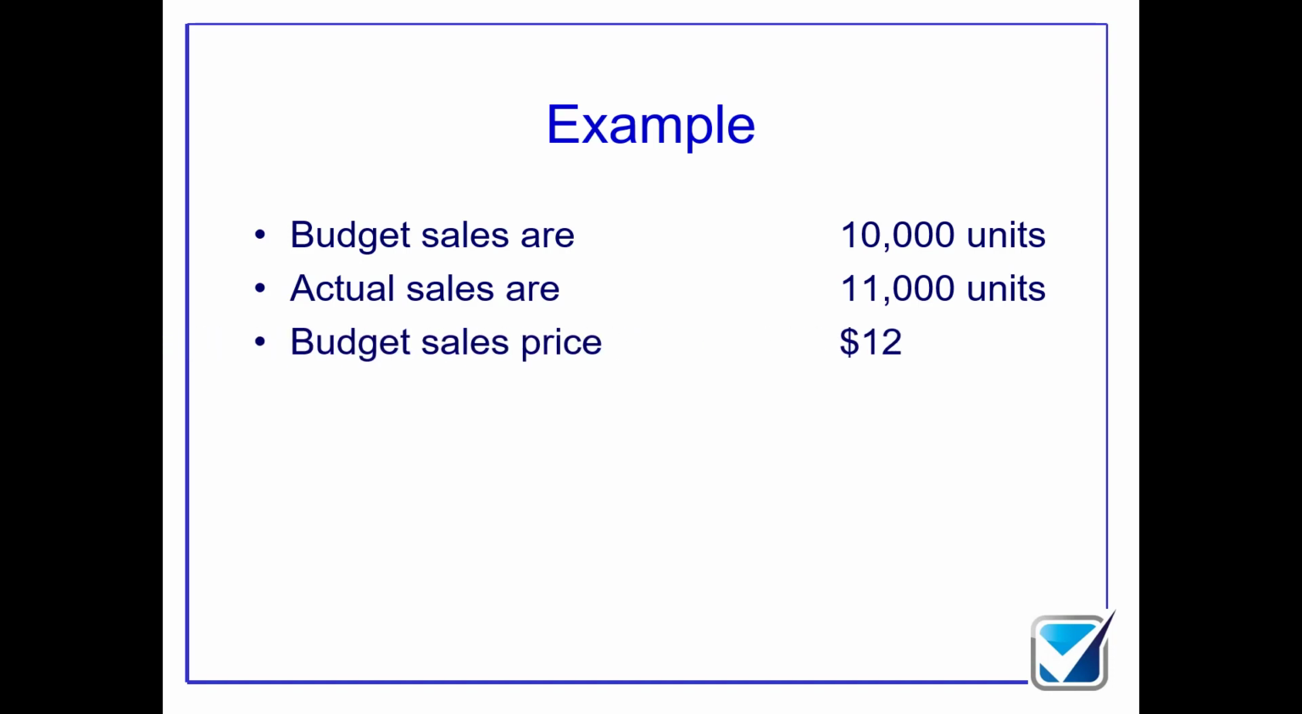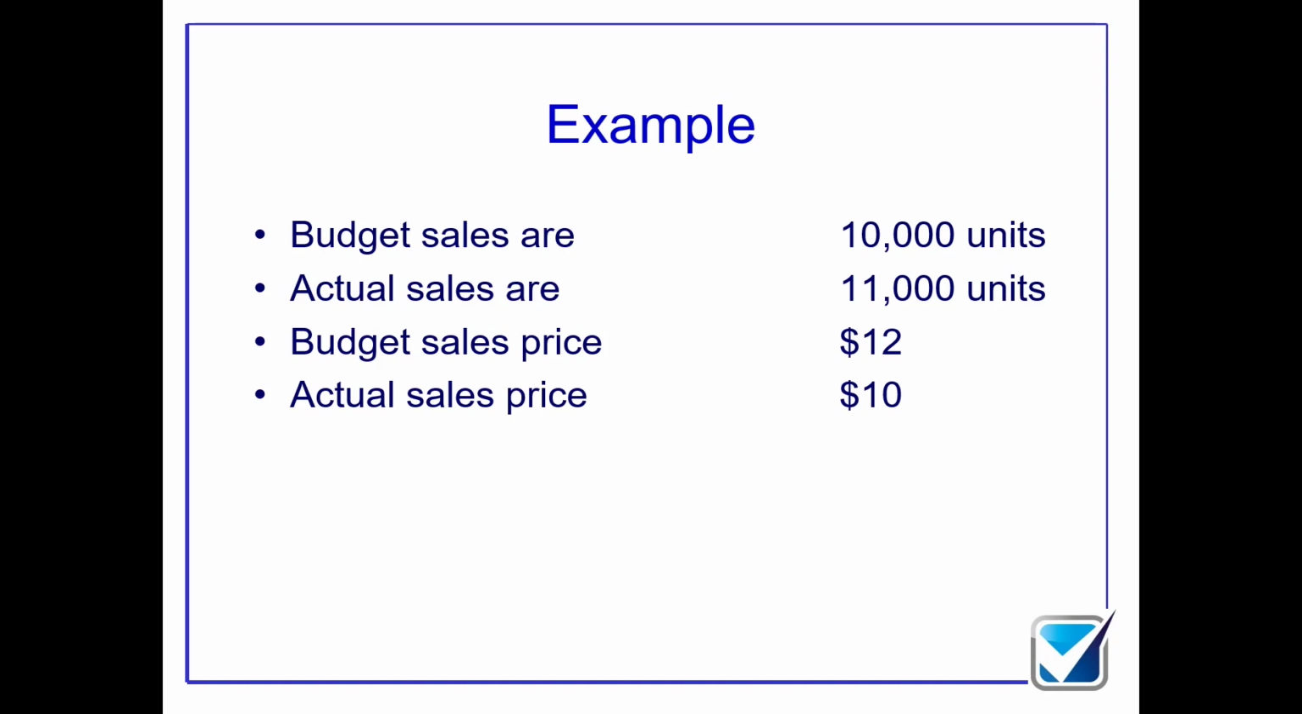When I look at the sales price, budgeted sales price is $12, actual sales price is only $10. That now means that my sales price variance is going to be adverse because my actual sales price is below the budgeted sales price. And you can sort of see what's happening. We've sold more units, but to sell more units, we've had to drop the price. So you can actually have a tie in here to some sort of price elasticity of demand issue.